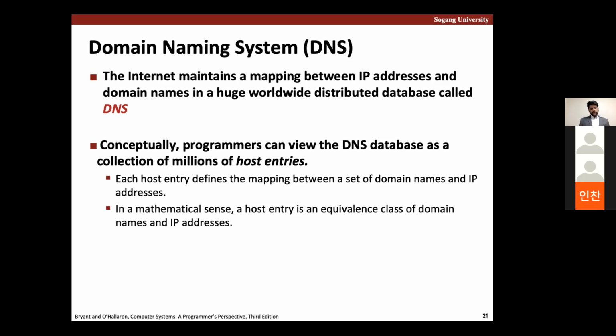Conceptually or logically, a programmer can view the DNS database as a collection of millions of host entries, whereby each host entry defines the mapping between a set of domain names and IP addresses. In mathematical notation, a host entry is an equivalence class of domain names and IP addresses. So every host may have hundreds or thousands of these domain names and IP addresses associated with that host entry.